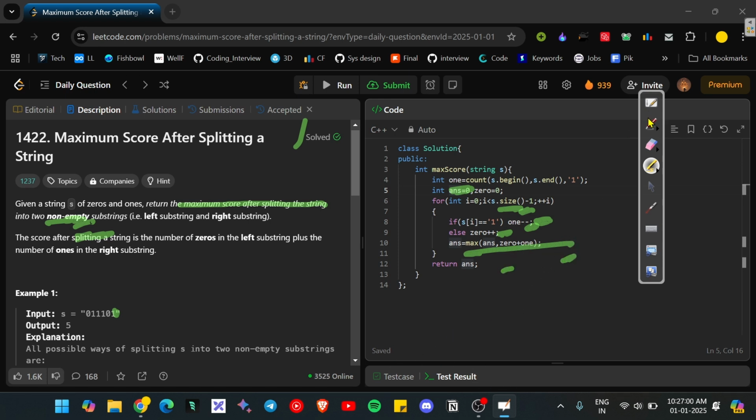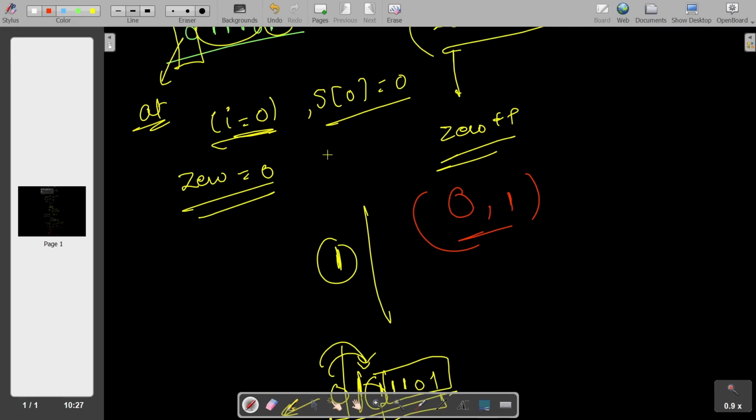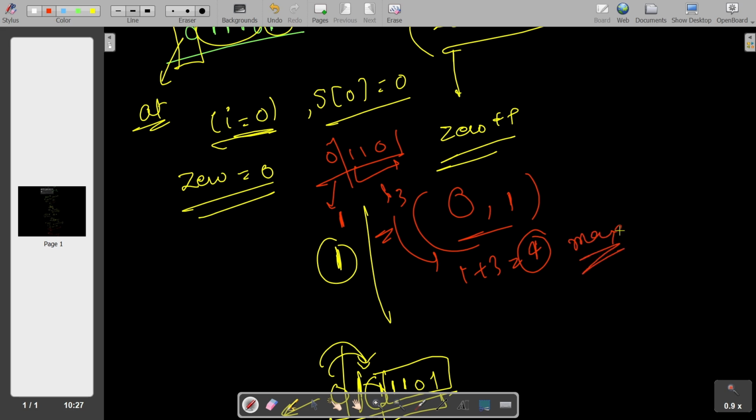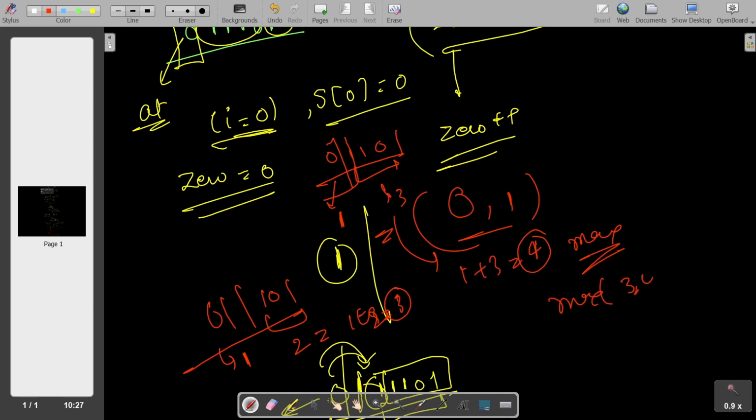Next we take the maximum of zeros plus ones. Splitting 0 1 1 0 1, the count of 0 is 1 and the count of 1 is 3, so the total is 1 plus 3 equal to 4, which is the maximum at this time. After the next operation with 0 1 and 1 0 1, the count of 0 is 1 and the count of 1 is 2, so the answer is 1 plus 2 equal to 3. The maximum of 3 and 4 is 4.